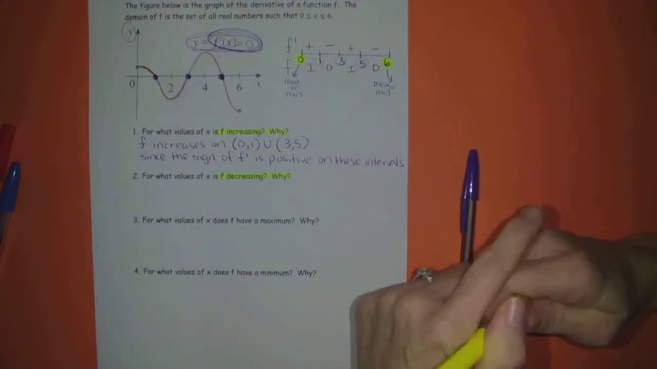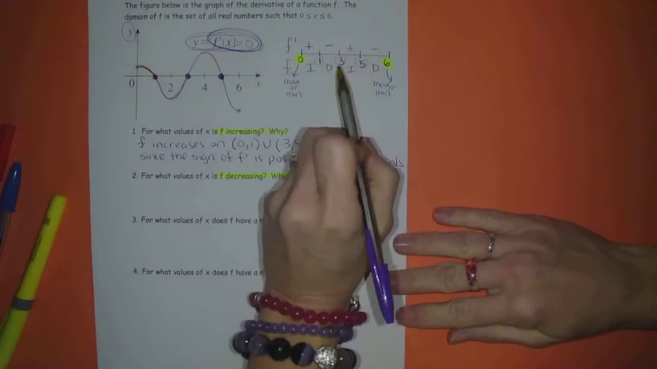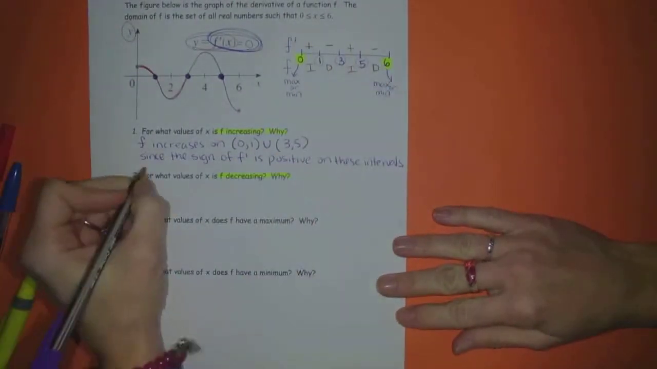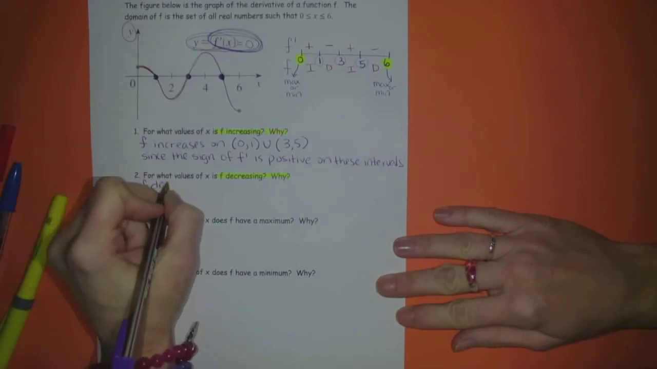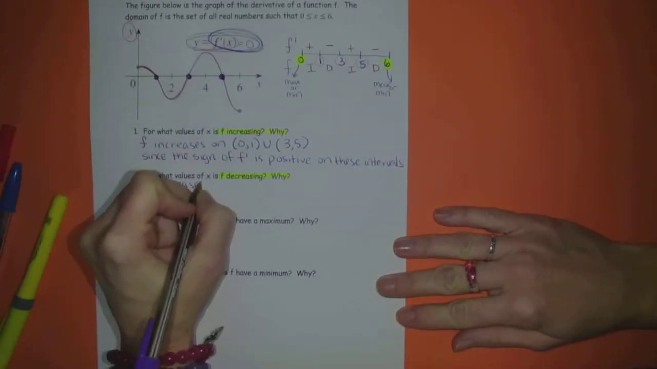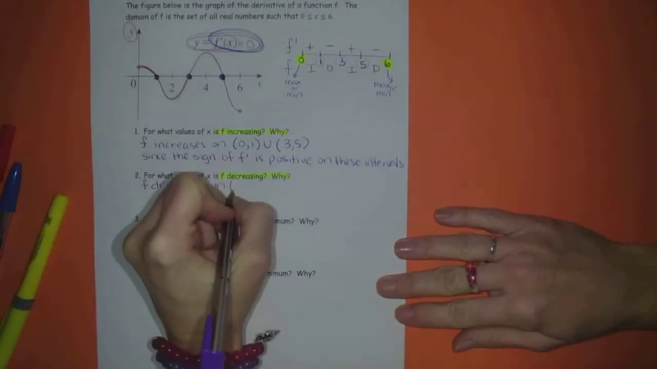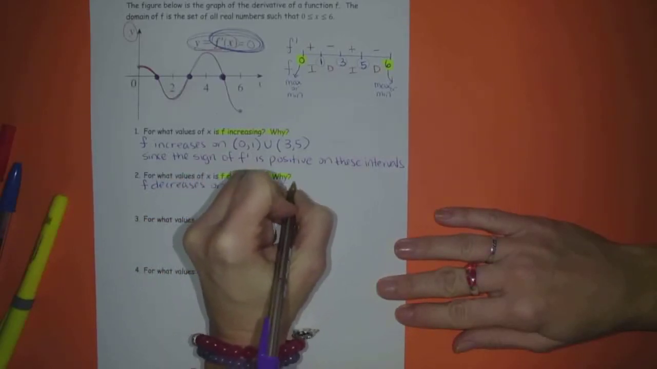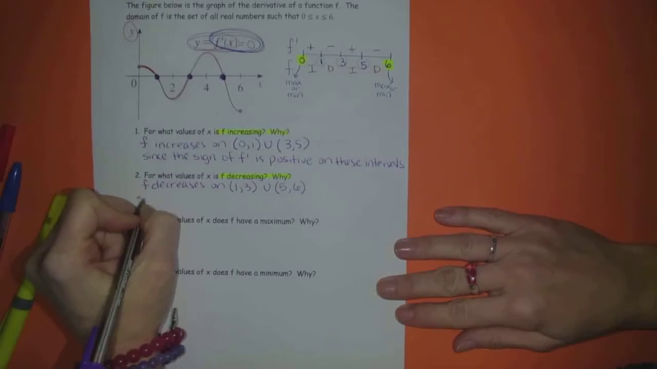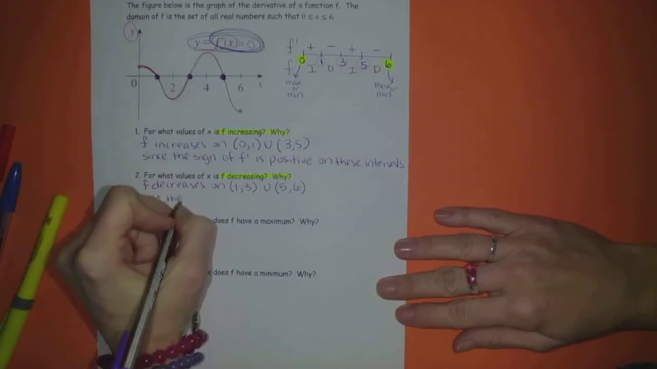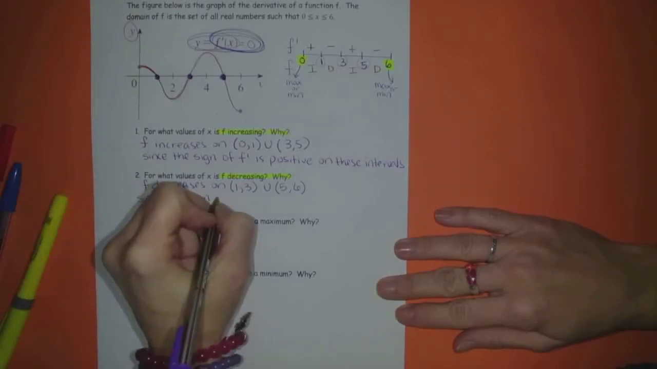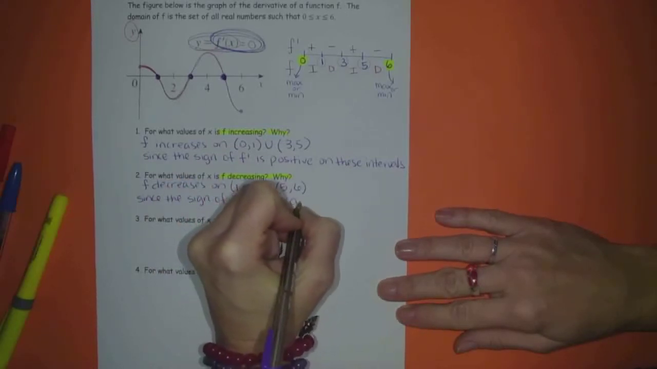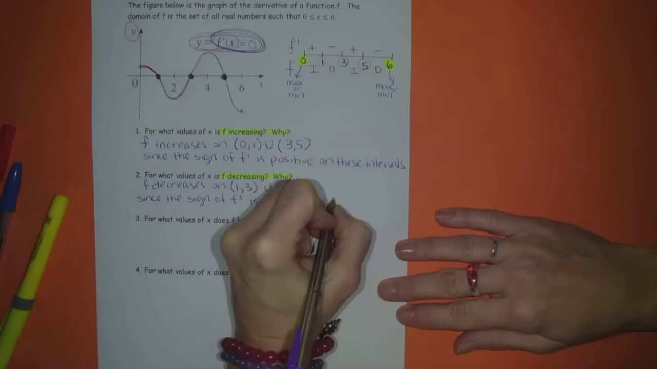Again, reading the chart, you can see that f is decreasing here between 1 and 3, and again between 5 and 6. So I'll say that f decreases on the intervals 1 to 3, union 5 to 6, since the sign of f prime is negative on these intervals.